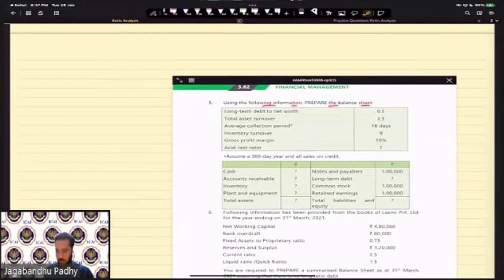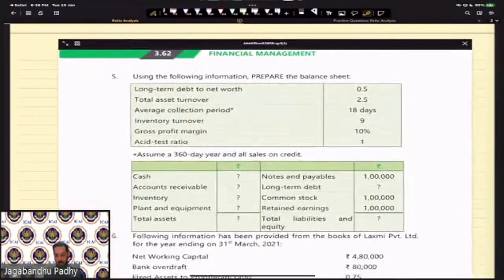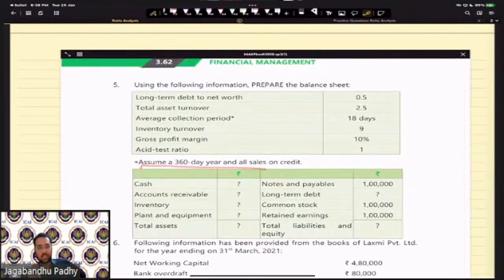Use the following information, prepare the balance sheet. So what information is given to us? They have told us long-term debt to net worth is 0.5. Total asset turnover ratio is 2.5. Average collection period is 18 days. And you'll find an asterisk over here that indicates we have to assume 360 days and all the sales are on credit.